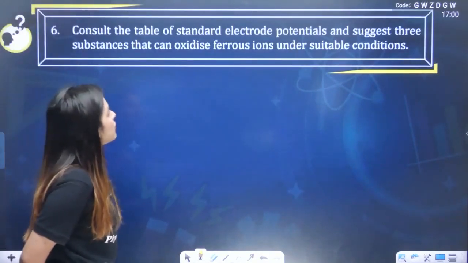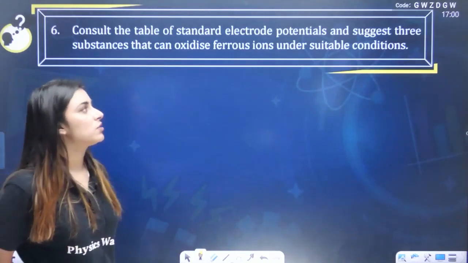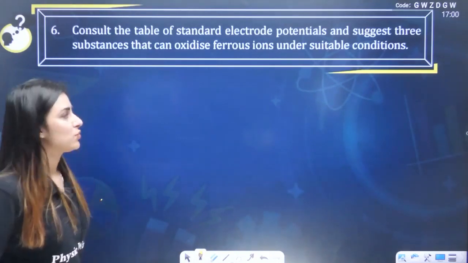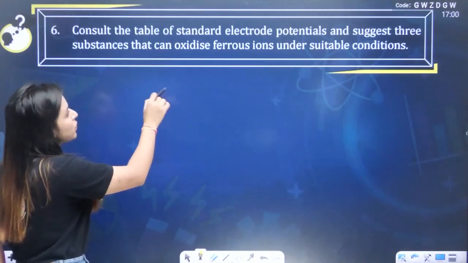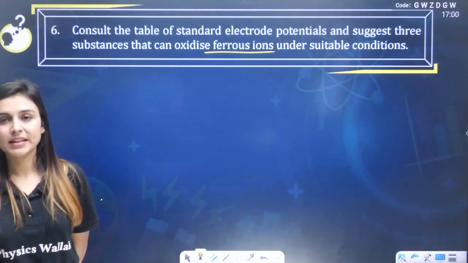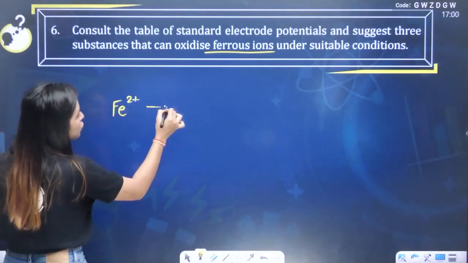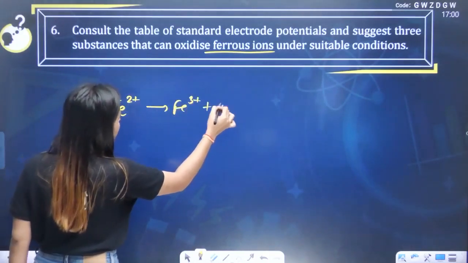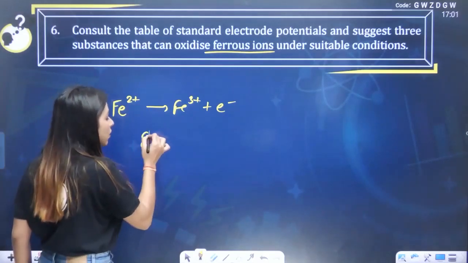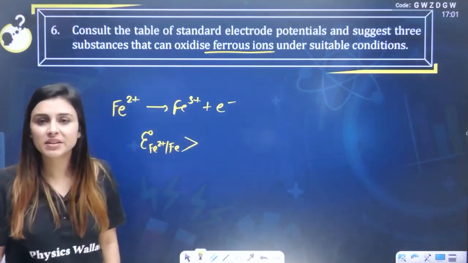Consult the table of standard electrode potentials and suggest 3 substances that can oxidize ferrous ions under suitable conditions. How are you going to do this? See now, my dear students, it says that you have to give 3 elements which can oxidize ferrous ions. You have to oxidize the ferrous ions, right? So this means that you want that ferrous ion should get oxidized. So if you want this to get oxidized, you definitely want that the oxidation potential of this should be more than whatever elements you're taking.